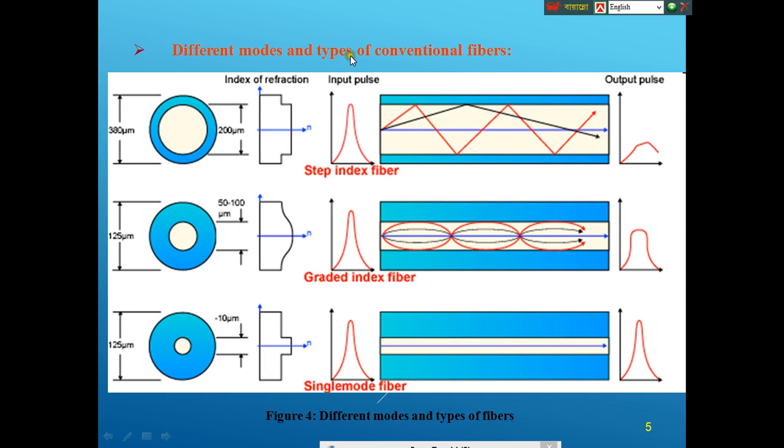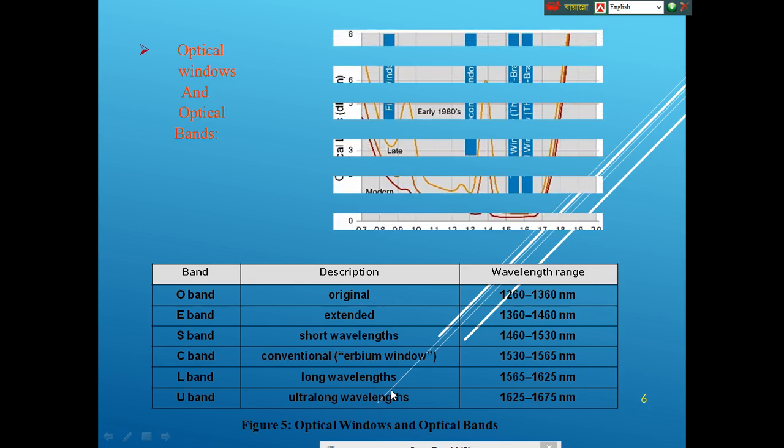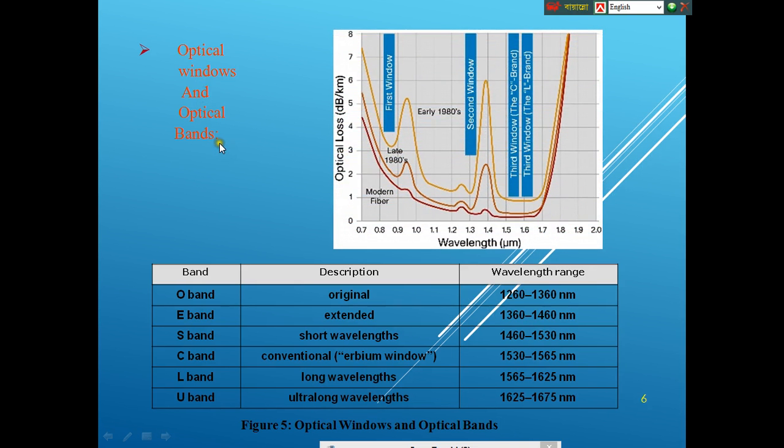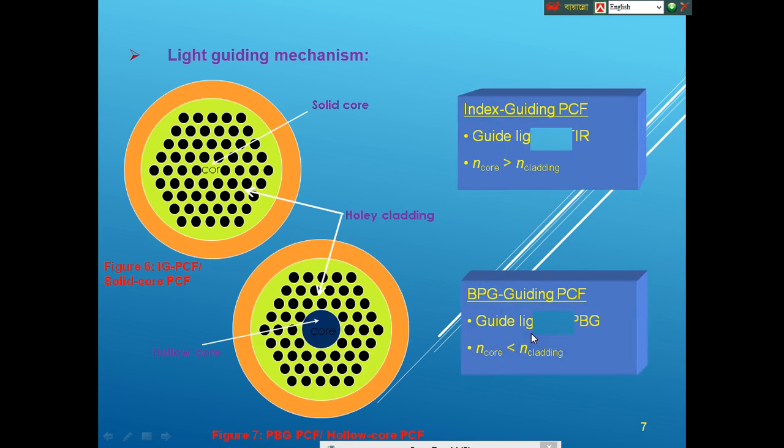Here are the different modes and types of conventional fibers, that is step index fiber, graded index fiber and single mode fiber. Here are the optical windows and optical bands: O, E, S, C, L and U bands, where generally we use short wavelengths, S band. Here is the light guiding mechanism.